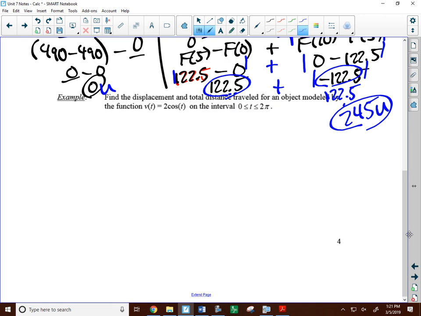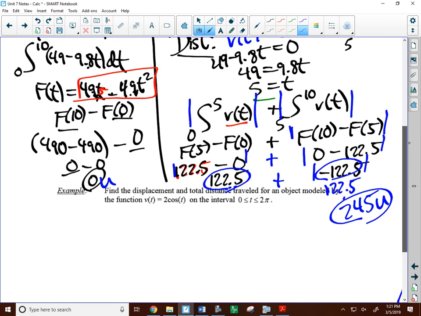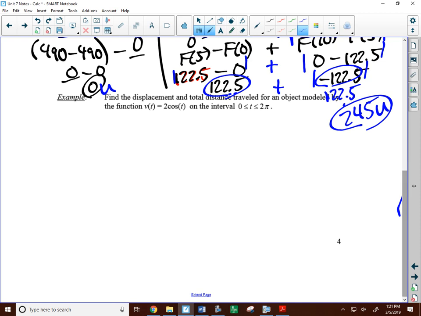Okay, last one. Any thoughts on that one, though? Anything else I can answer? Okay. Let's do one more. I have a trig one here. Displacement and distance, same thing. We got another object modeled by this function, velocity function. Again, this is only if you have velocity.